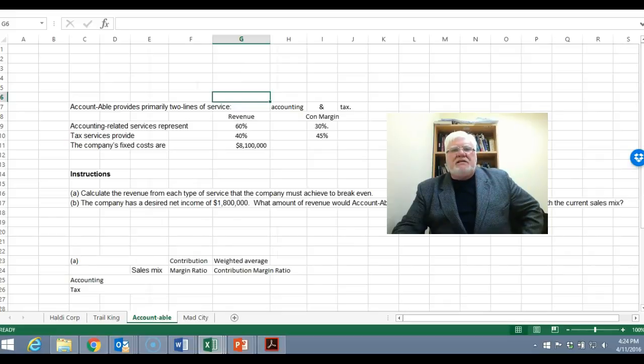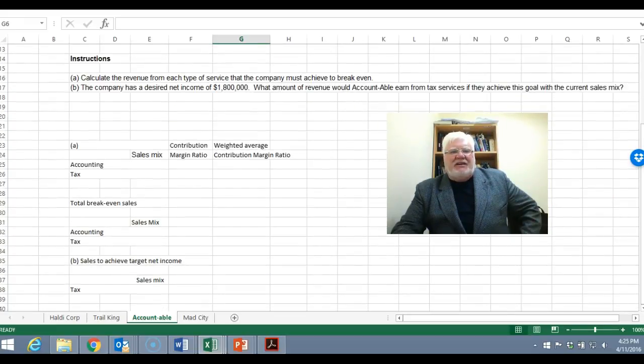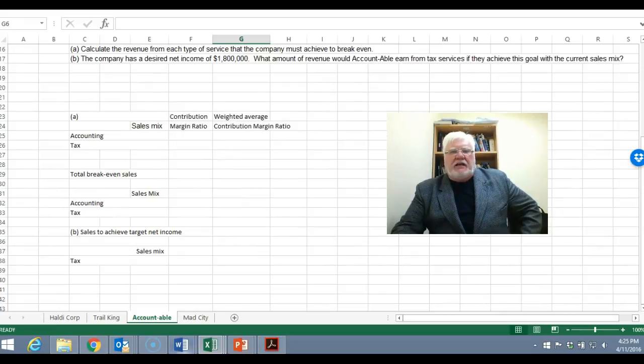The third one has to deal with the contribution margin ratio, because here we're not talking about units, we're talking about 2 divisions, the accounting division and the tax division. Now, the sales revenue, 60% of the revenue is accounting related, 40% is tax. Contribution margin is calculated on each one of these, given to you, and the fixed costs are given to you. So they ask you to break even, and then they ask you for desired net income, $1,800,000. How much will they have to do in tax sales in order to achieve that target net income?